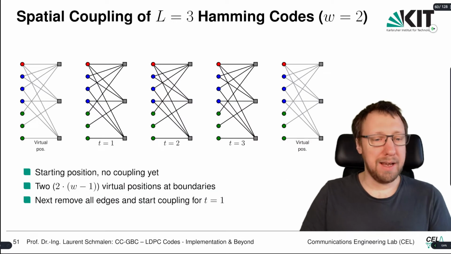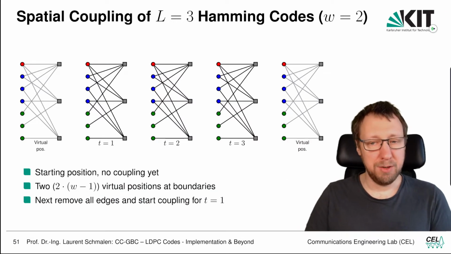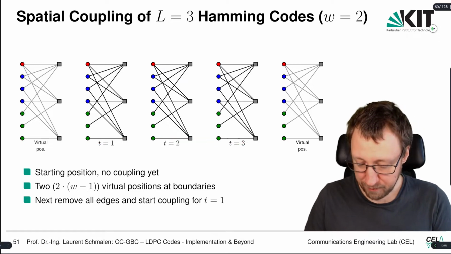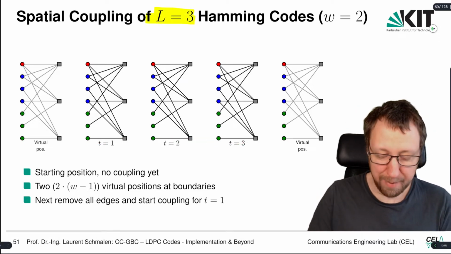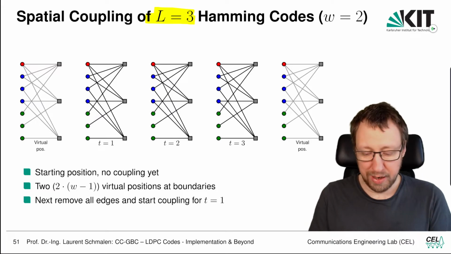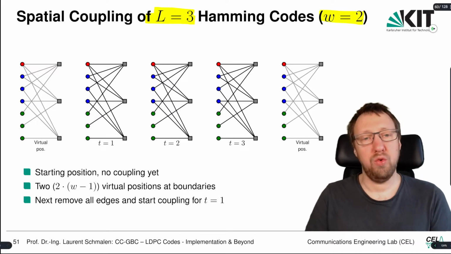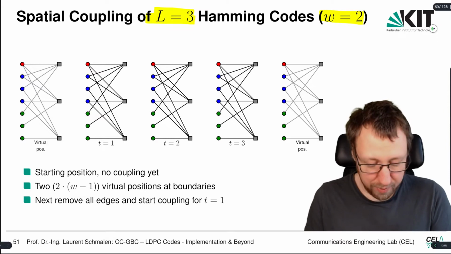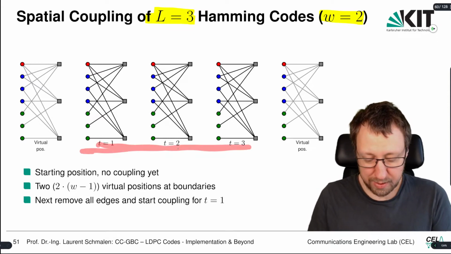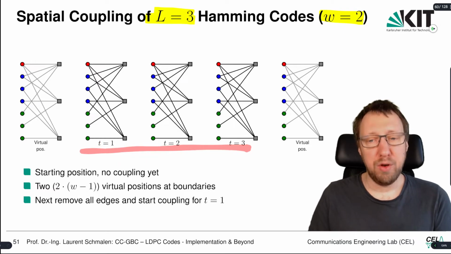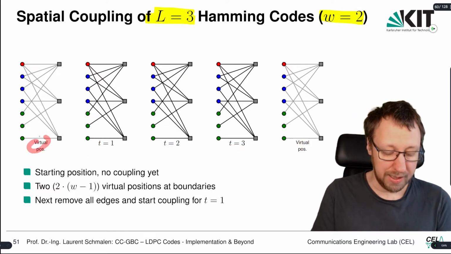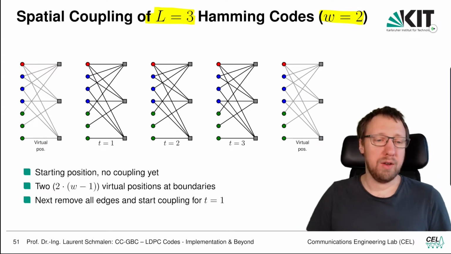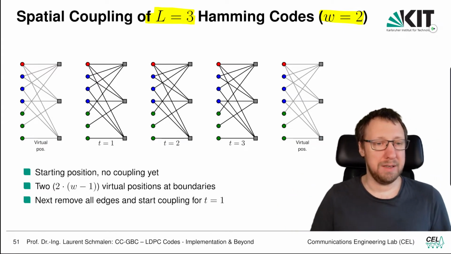So let's take a look at an example. This is our starting position. We start with L equal to 3 Hamming codes, and we look at the example with W equals 2, a coupling width of 2. So we have 3 Hamming codes, and we need W minus 1 virtual positions at the boundaries. So we put these 2 virtual positions on here. You can see one on the far side of the slide.